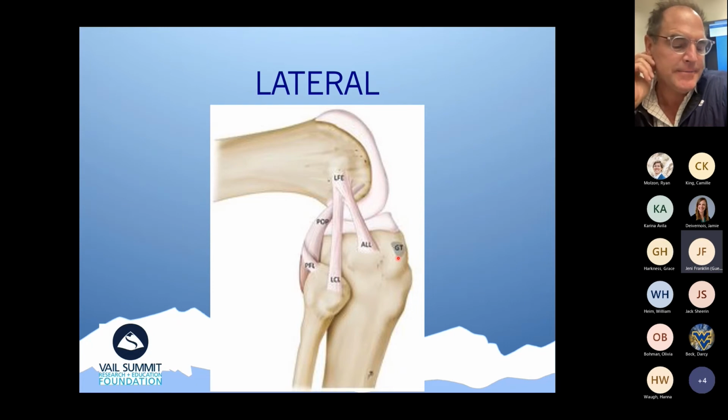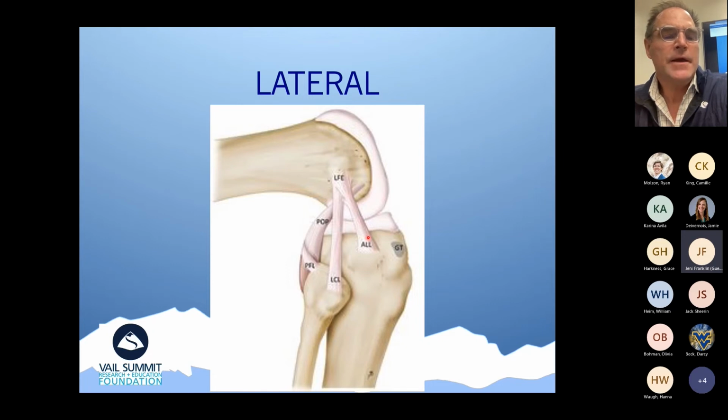When we see a Segond fracture, what's a Segond fracture? Always. So if you see a Segond fracture, that is the ALL attachment to the tibia pulling off that fleck of bone. If you see that fleck of bone, you've torn your ALL. The ACL will tear before the ALL will tear. Therefore, it's going to be pathognomonic for an ACL tear if you see that Segond fracture.